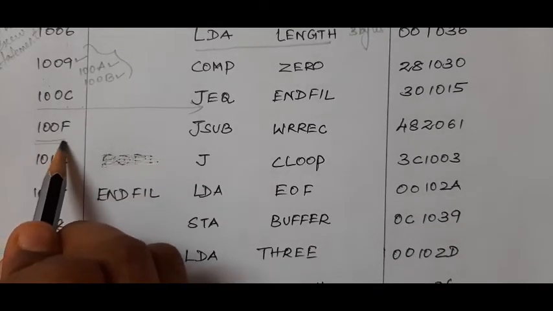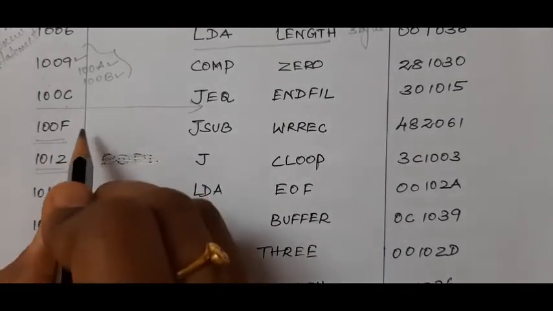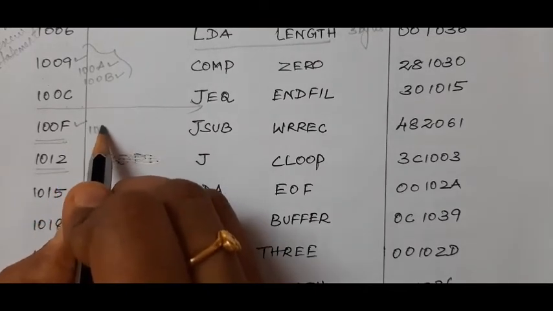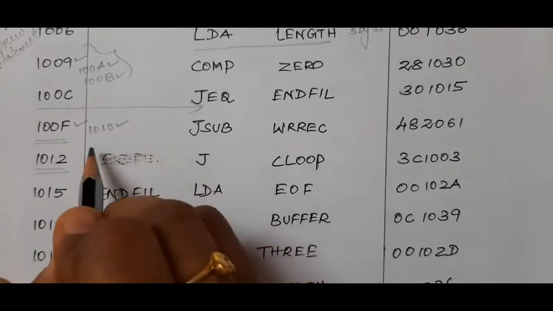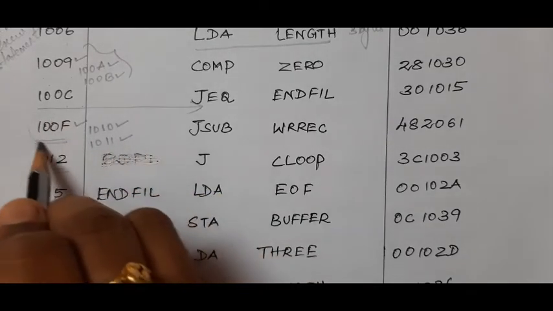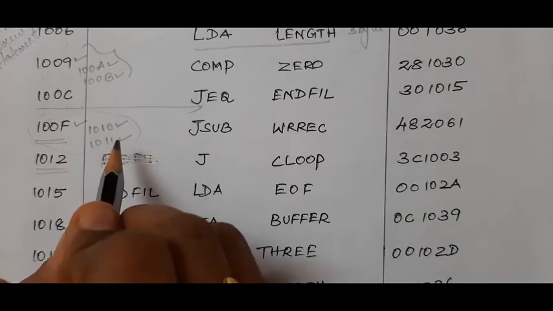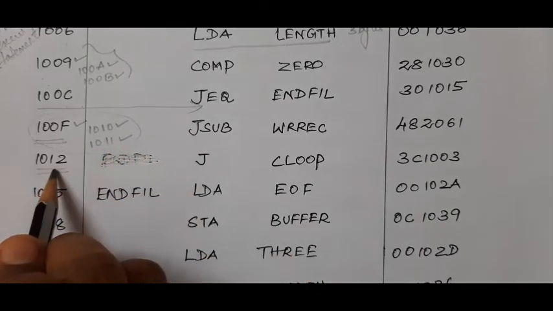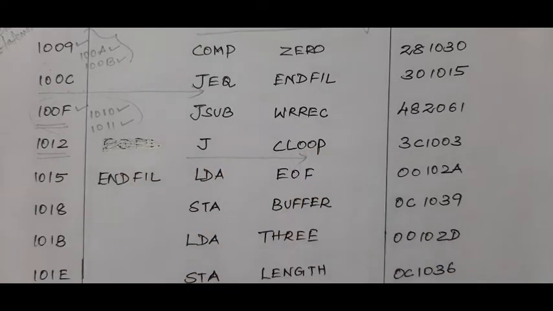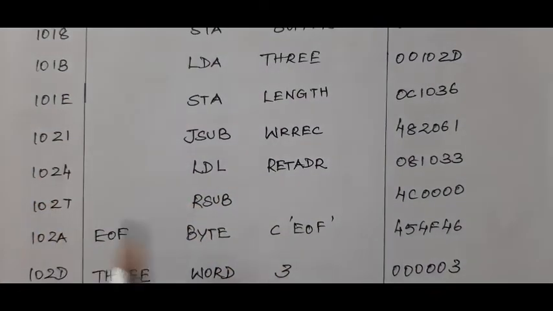After this F, how many bytes does it occupy? 3 bytes. Again 1012. So 100F is 1 byte, 1010 is the second byte, 1011 is the third byte. So it occupies 3 bytes of instruction, 3 bytes of memory spaces, and then it proceeds to 1012 for the next instruction. So when you see all these, the instructions occupy 3 bytes.